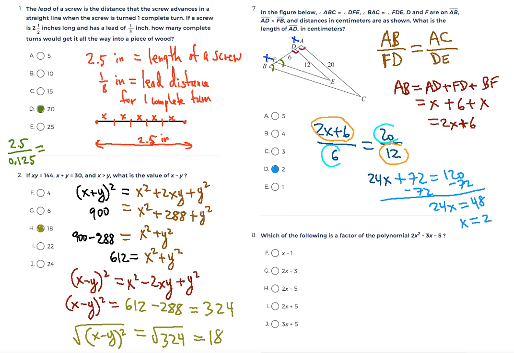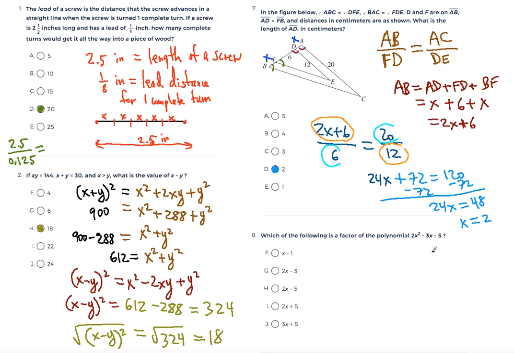Okay. So the last problem in this set is going to be, which of the following is a factor of the polynomial 2x squared minus 3x minus 5? So two ways that you can do this. You can either take too much time by simply dividing this polynomial by these potential factors, candidates for these factors, and see which one gives you remainder 0, right? But I would not do it that way.